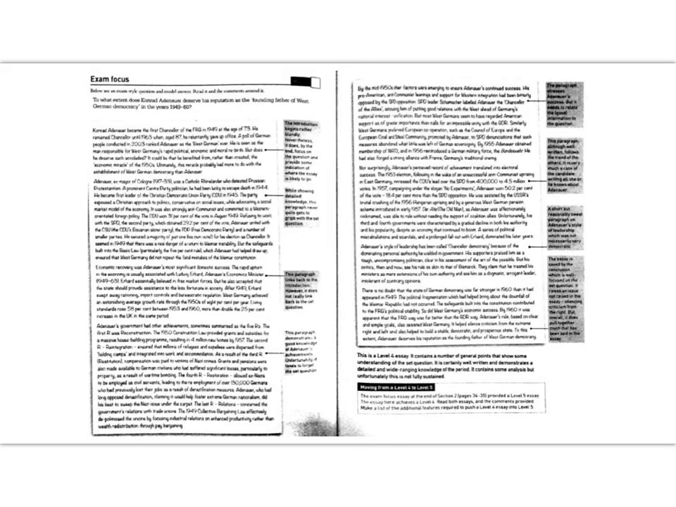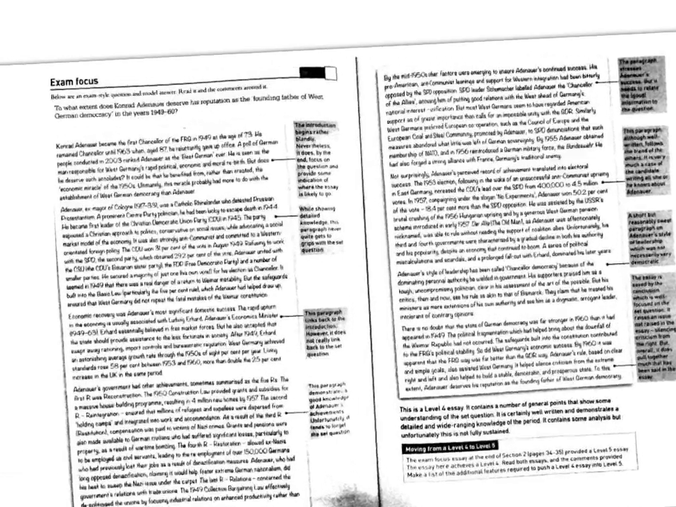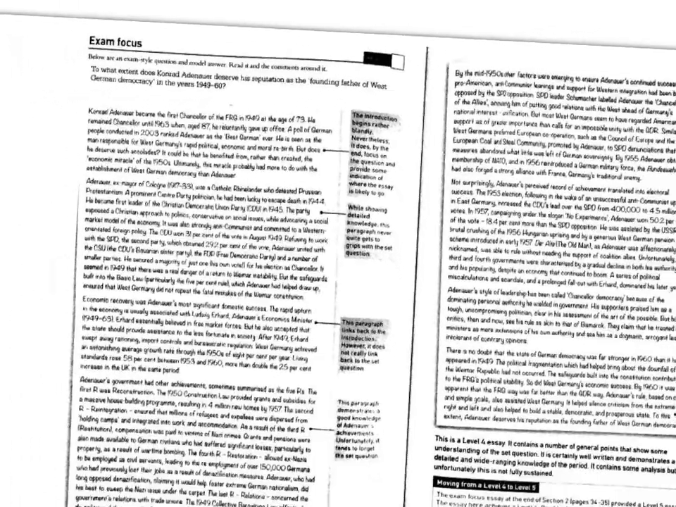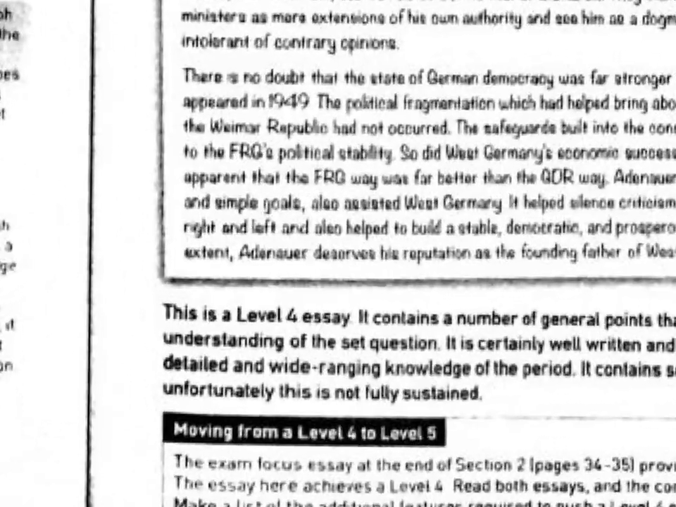Then, moving forward in the book, 30 odd pages, on pages 64 to 5, I think it is, there is another section B essay, but this is for the fourth depth study, and the question is, to what extent does Konrad Adenauer deserve his reputation as the founding father of West German democracy in the years 1949 to 60? An essay of similar length, it's been annotated, but as you can see, this only achieves a level 4.